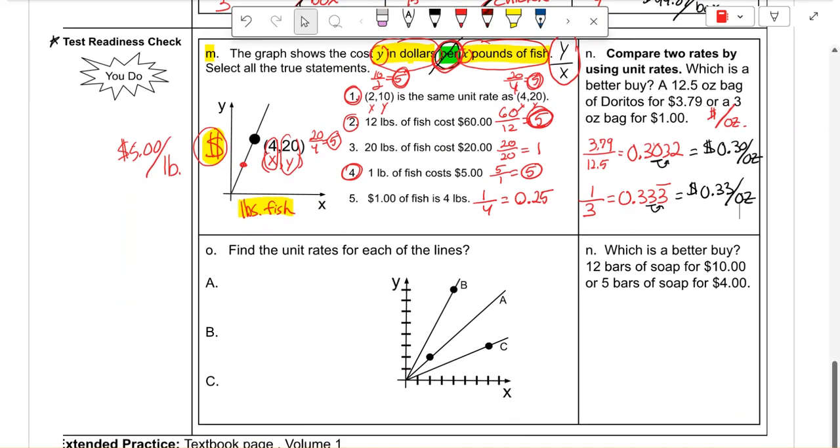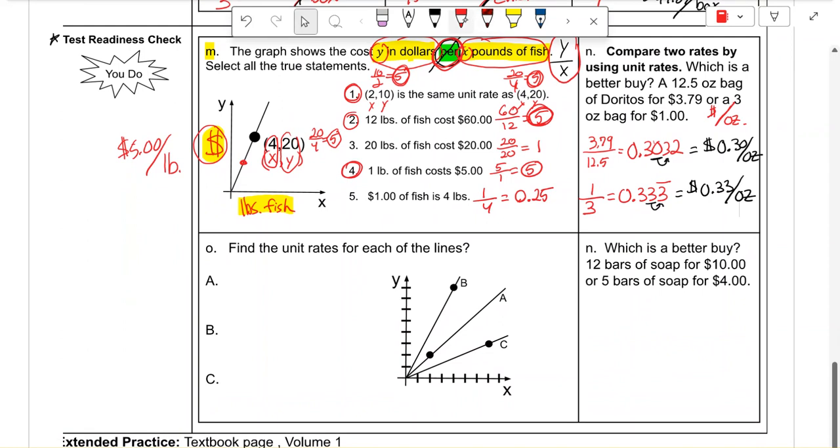All right, that's M, that's N, and now we're down to O. It says find the unit rates for each of the lines. Now there are no numbers on the x-axis or the y-axis, and so you ought to know that this is the origin, and then you just label these 1, 2, 3. Then up here, this is 0, and then you go up 1, 2, 3, and you just keep on labeling them. Now there are points on these lines.